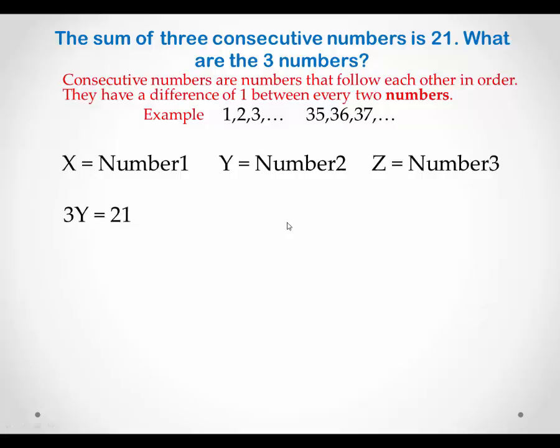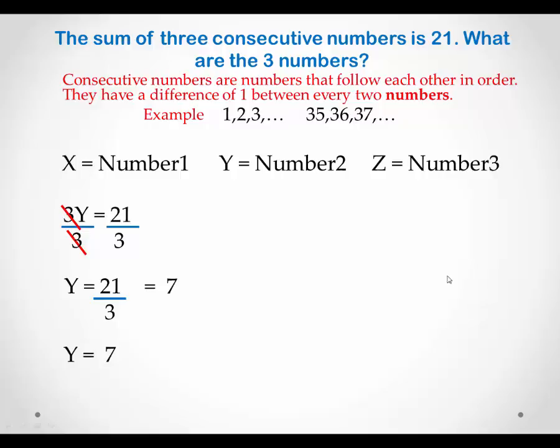The next thing we're going to do is divide both sides of the equation by 3. In so doing, we eliminate the 3 from the left hand side of the equation, leaving y by itself. So we have the new equation: y equals 21 divided by 3. This equals 7. So y now equals 7.